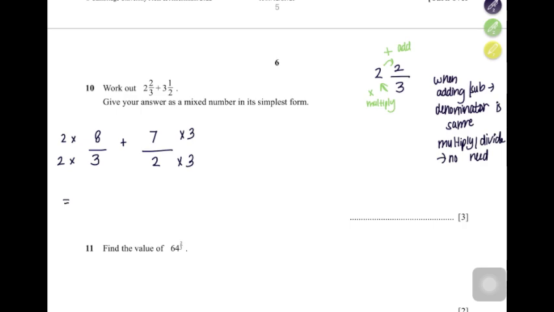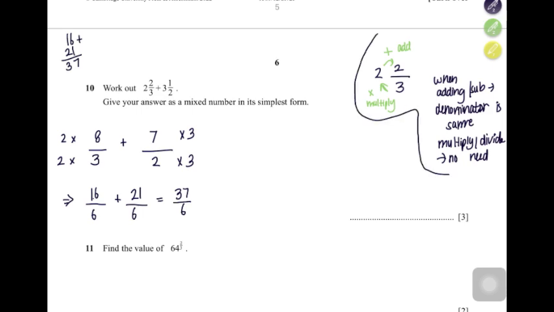This is going to give us 8 times 2 is 16, 3 times 2 is 6, plus 7 times 3 is 21, 3 times 2 is 6. This is going to become 16 plus 21. Let's add it here. 6 plus 1 is 7, 2 plus 1 is 3. So we get 37 divided by 6. Give your answer as a mixed number.